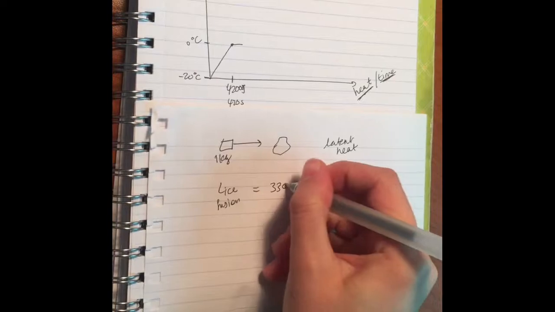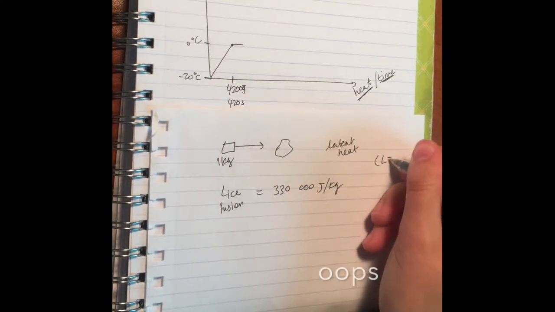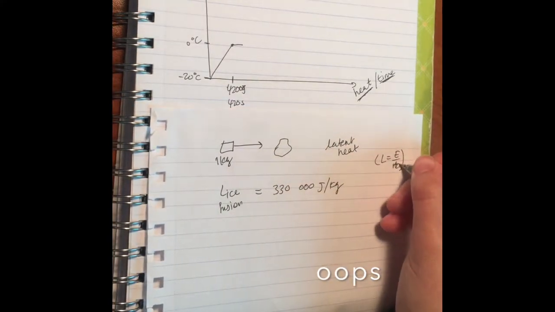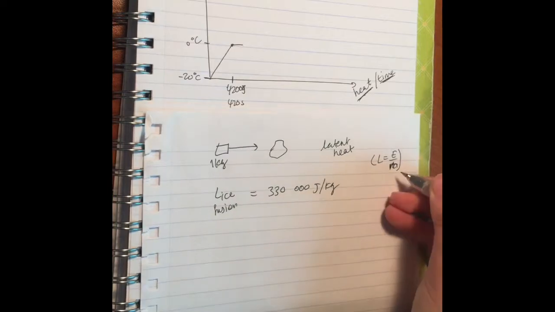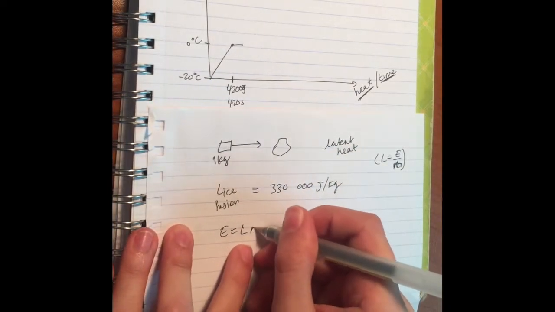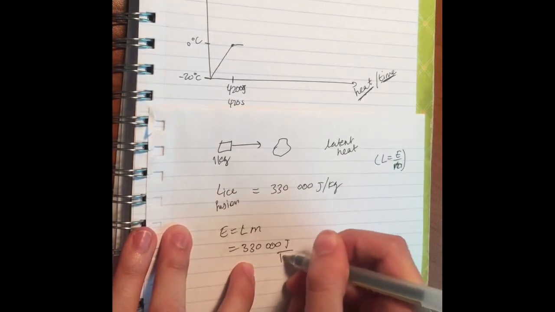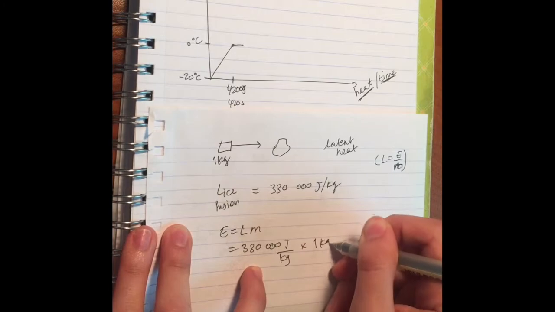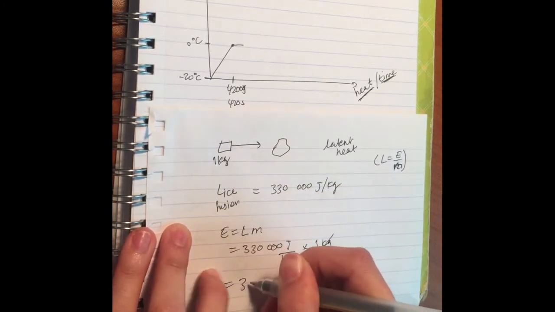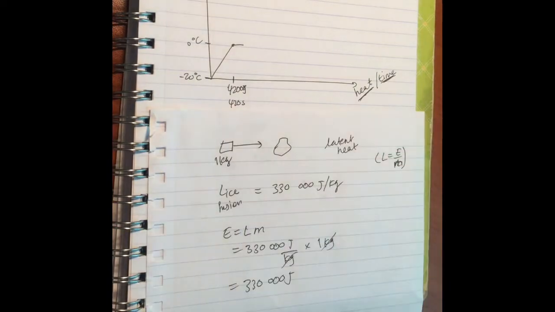So this is the actual latent heat of ice. L, by the way, is energy over mass. So if we're talking about 1 kilogram, energy is equal to L times m. We know that the L is 330,000 joules per kilogram. We know that it's 1 kilogram. So the energy required is this many joules in order to melt the ice.